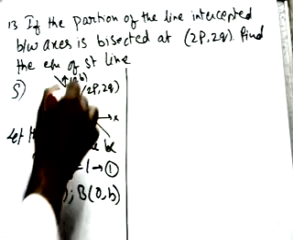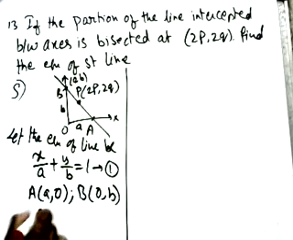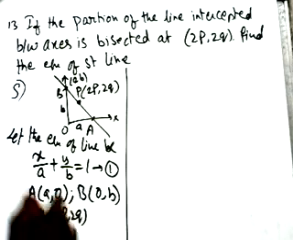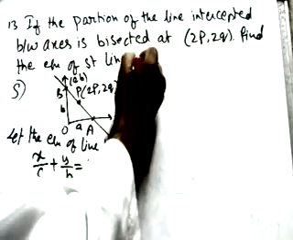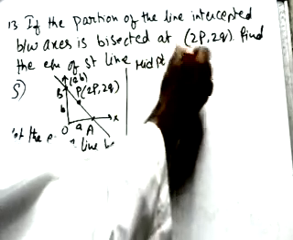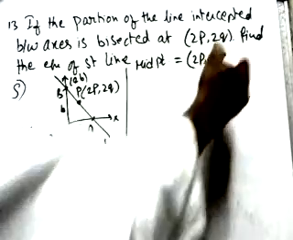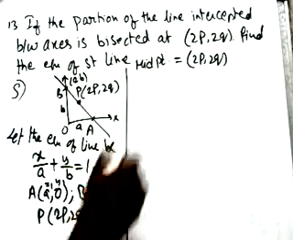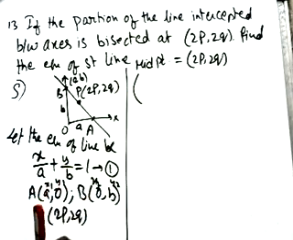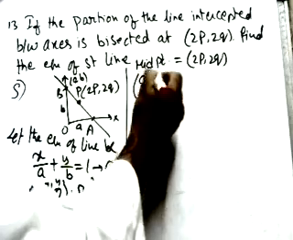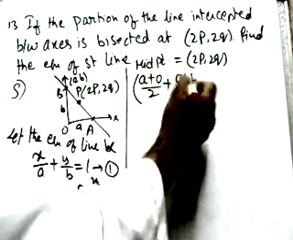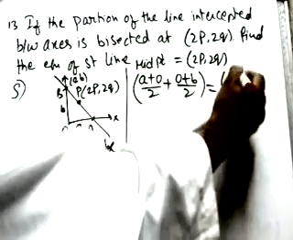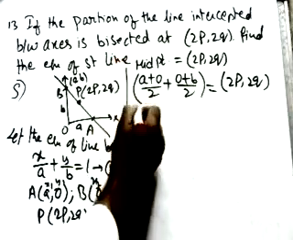B is 0 comma b. So this is 0 comma b. Let this be P. So what is the value of P? It is 2p comma 2q. Now this P is the midpoint. Midpoint equals 2p comma 2q. Now let me use the midpoint formula. This is x1 y1 and this is x2 y2. So the midpoint will be x1 plus x2 by 2, y1 plus y2 by 2.